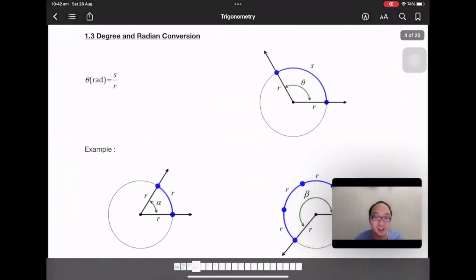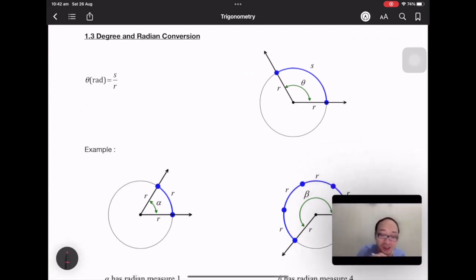Degree and radian conversion. So in measuring angle, we can express the angle in terms of degree or radian. We usually use degree. But what is radian? Radian is defined as the ratio between the arc length subtended by two radii, over the radius of the circle.